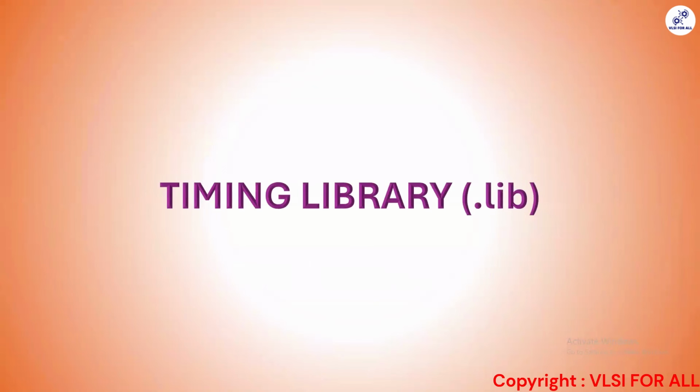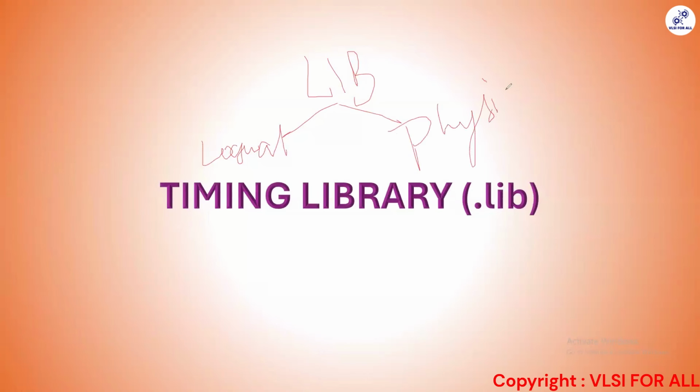The library is classified into two things. One is your logical library, which itself is called the timing library, and the other is the physical library. As the name suggests, if a library is logical, it states the logical information about that cell: what functionality it does, its timing related information, and its power related information.